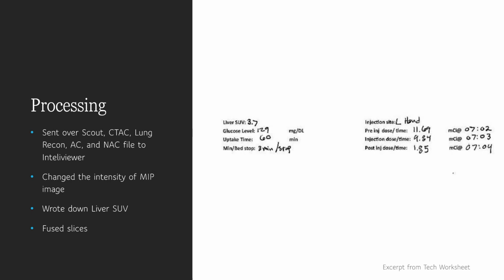Which brings me to processing. After the patient left, I sent my SCOUT, my CTAC, lung recon, and AC and NAC file over to IntelliViewer, which is the processing site that SimonMed uses. I fused the CT and PET images together, and I darkened the intensity of my MIP image and wrote down the SUV of the liver. The patient's SUV of the liver was 3.7, which is a little on the high side, but my CI said it was okay.